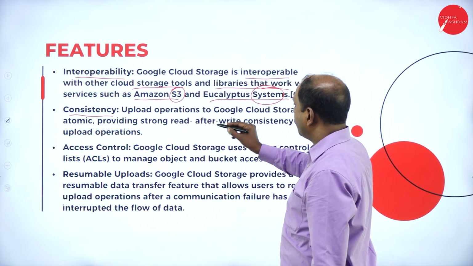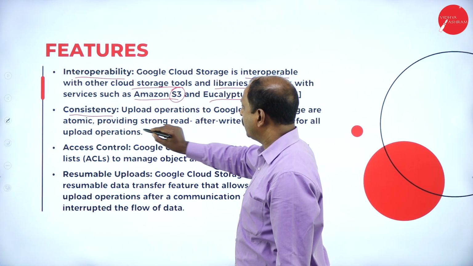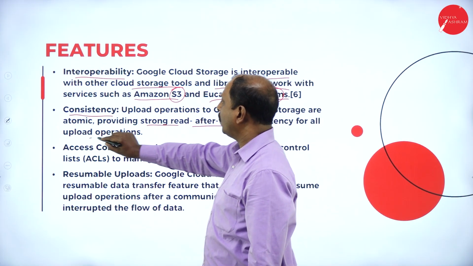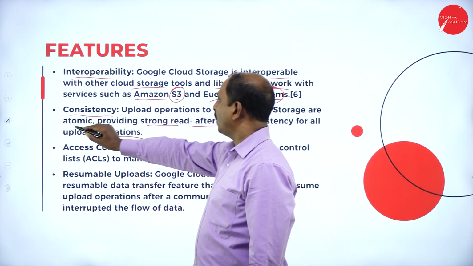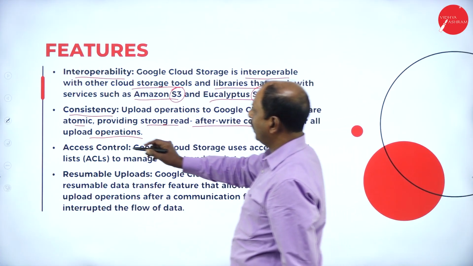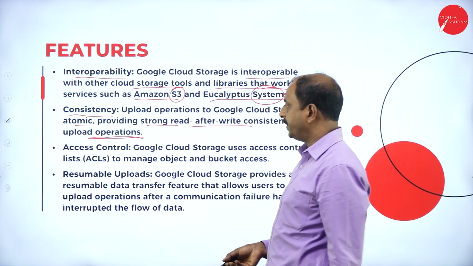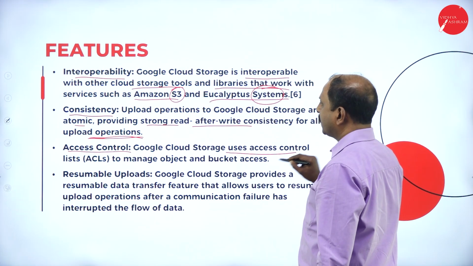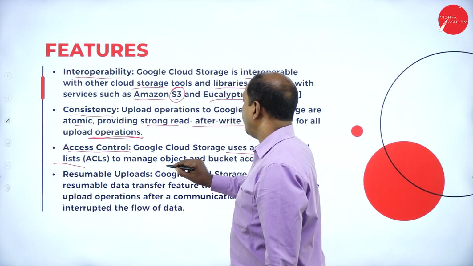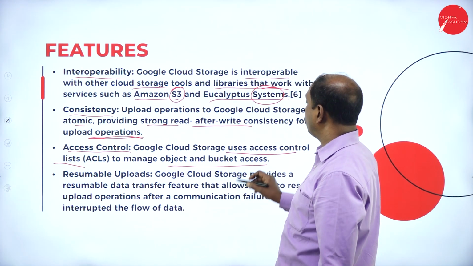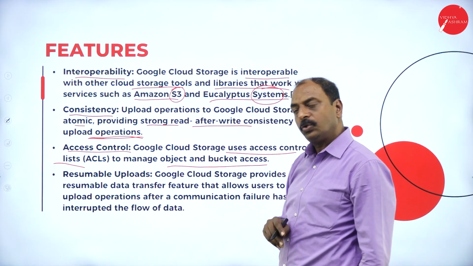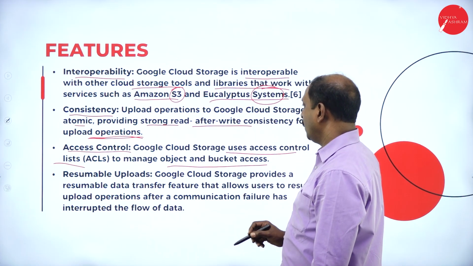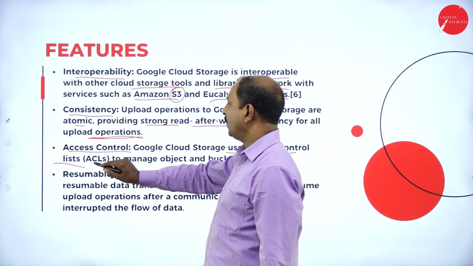Consistency. Upload operations to Google Cloud Storage are atomic, providing strong read-after-write consistency for all upload operations. The atomic upload operations help in uploading data. Access control. What is the access control? It uses an access control list, ACL, to manage objects and bucket access. You know what's the meaning of bucket? It is a technical term for storage devices or location, and all the information is stored in the form of objects here. So it has an access control list.